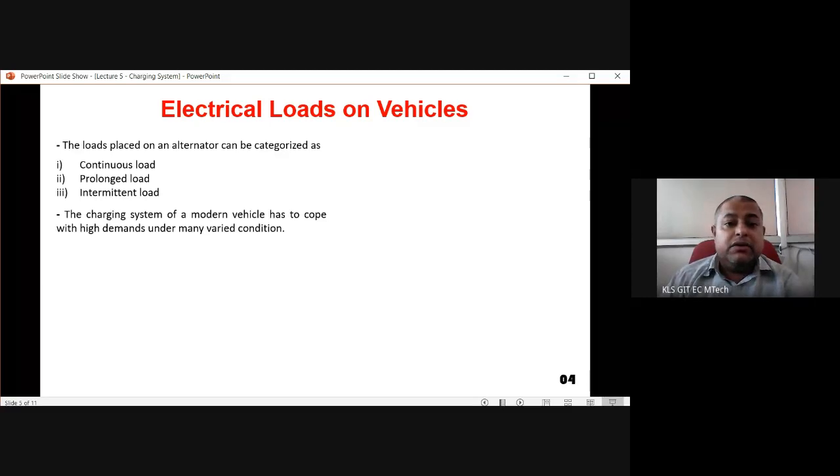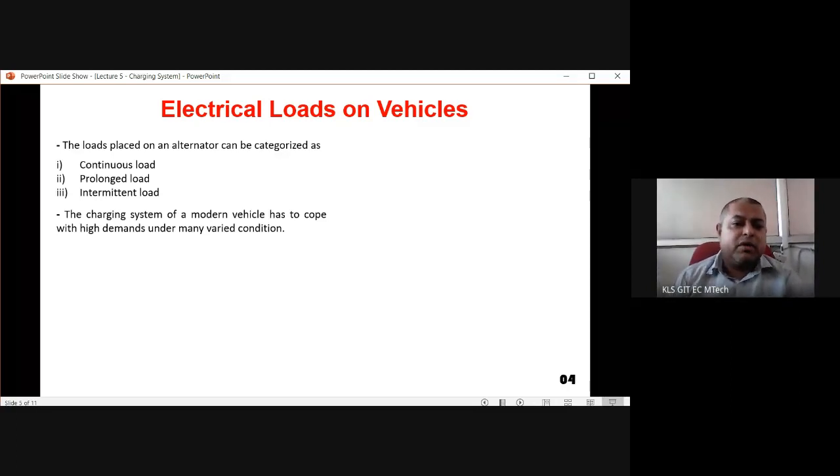Now, important: see what are the different types of loads we find on vehicles. They are categorized into three parts: continuous load, prolonged load, and intermittent load. Intermittent means which is not continuous. Sometimes it comes, it goes, it depends on time and place. You can say light is an intermittent load. It is not required in the daytime, but at night it will be required. Something like ignition is a continuous load. There is a very big chart we will show you in the next slide, and you will understand what is continuous load, prolonged load, and intermittent load.